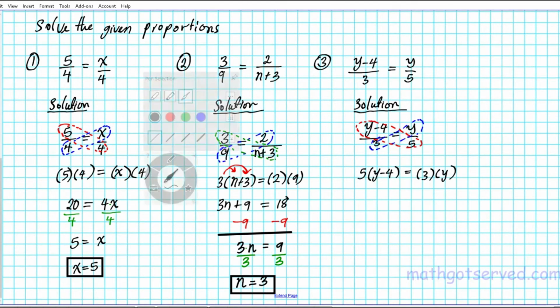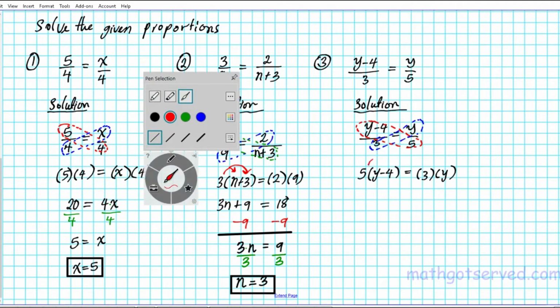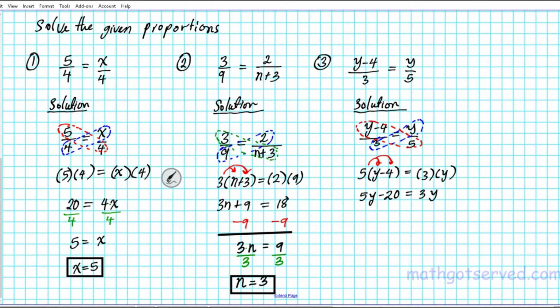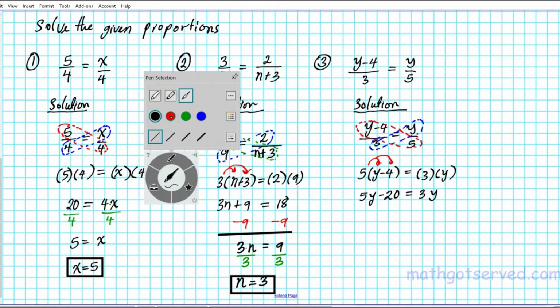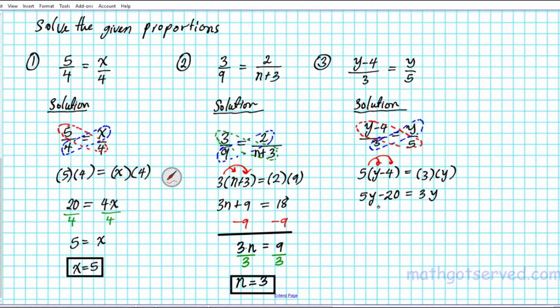We have to distribute. We have this constant here and 2 terms in the parentheses, so we have to distribute like that, and that results in 5y minus 20. 3 times y is 3y. Now to proceed, let's get y to one side of the equation, collect like terms, and put the constants on the other side. I have a constant here, so I can move 3y to the left and move 20 to the right just to keep the variable positive.